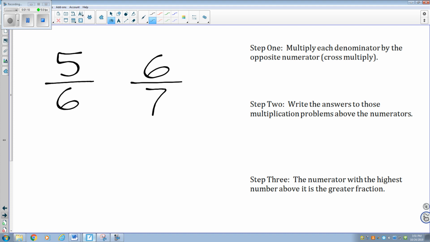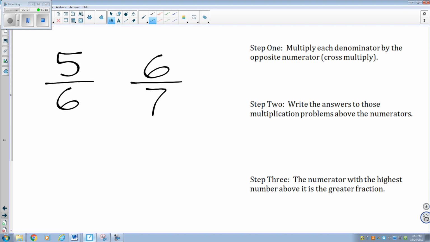So here's the how-to sheet over here on the right side of the page, and this can be found on page 2 of your how-to folder. Step 1 and 2 kind of go together. Step 1 says to multiply each denominator by the opposite numerator. And that's called cross multiplying. So I'm going to show you how we do that.